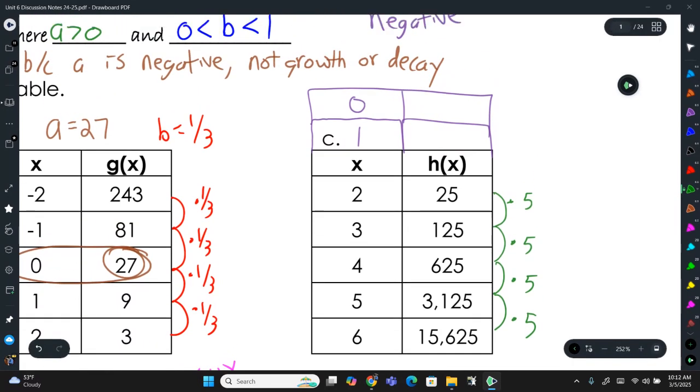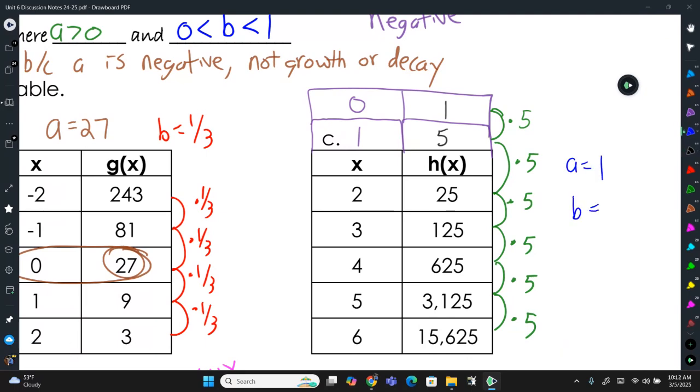Well, now going backwards, what number times 5 will give us 25? Well, that will just be 5. Okay, now what number times 5 will give us 5? Well, that's just going to be 1. So that means our a value is 1 and our b value is 5. And again, you can go and verify in this table. 1 times 5 is 5. 5 times 5 is 25. 25 times 5 is 125. And the pattern keeps going.